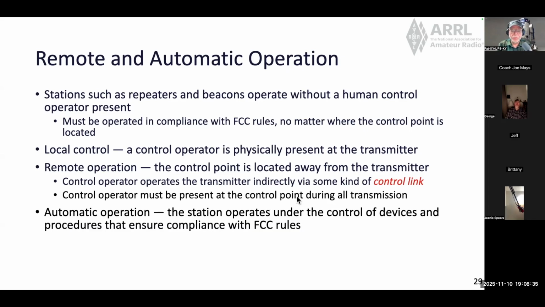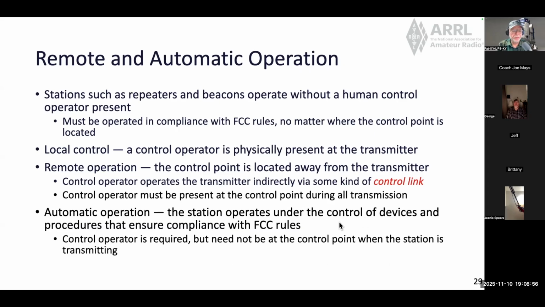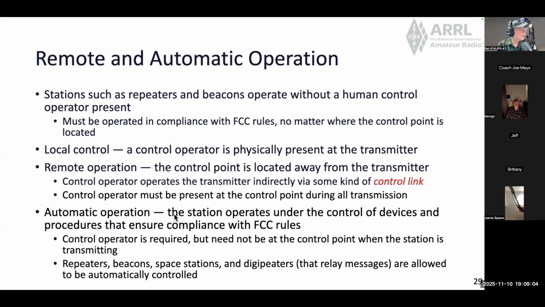Now, repeaters do go down from time to time and they have to be worked on. They have to be set up so if they do malfunction, they stop after 3 minutes. Or if somebody gets on the repeater and keeps talking more than 3 minutes, the repeater will shut down. So that's part of the built-in control of the device. Control operators are required but need not be at the control point when the station is transmitting. And repeaters, beacons, space stations and digipeaters that relay messages are allowed to be automatically controlled.